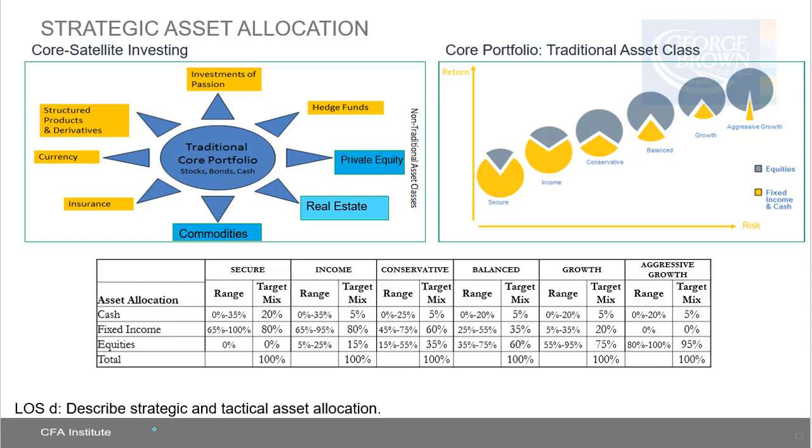Moving on to Learning Outcome Statement D. Learning Outcome Statement D describes strategic and tactical asset allocation. So I just want to stay on the strategic asset allocation just for a little bit. And so just to talk a little bit quickly about this core satellite investing. Now, as I mentioned, a core portfolio can be very simple, just made up of the asset classes of stocks, bonds, and cash, okay?